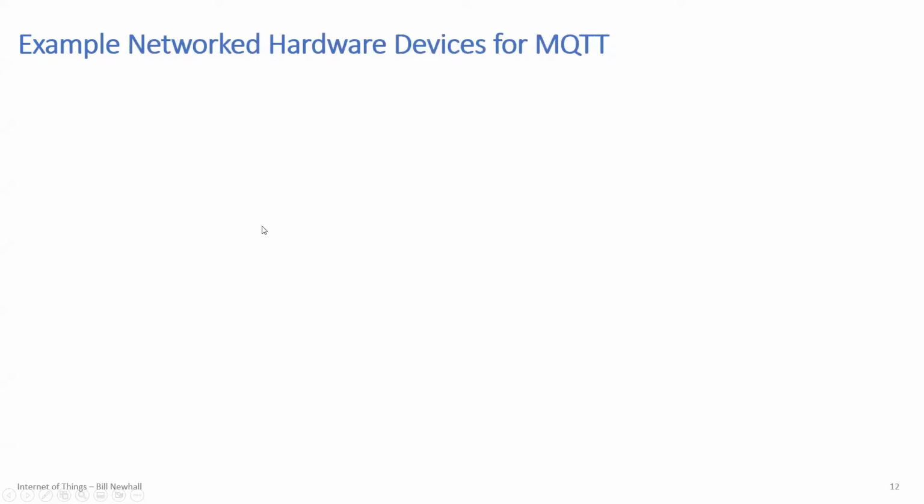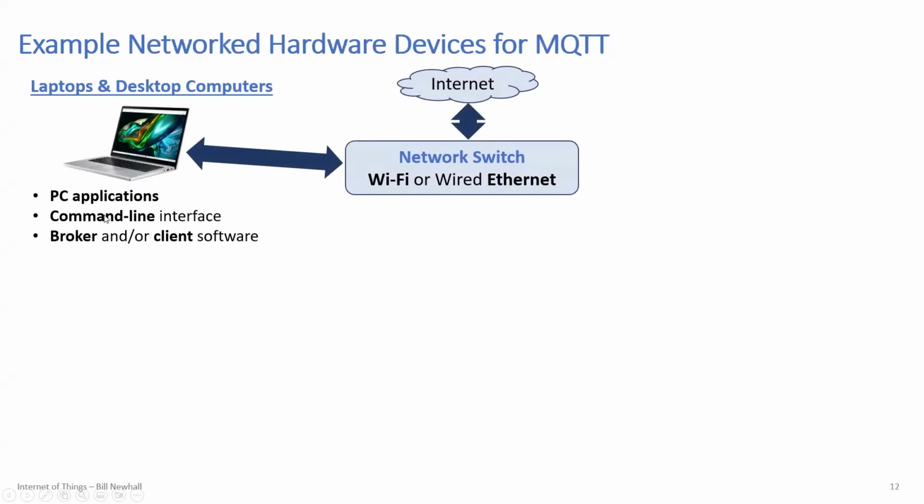I've shown this on a PC, but this does not have to be limited to PCs. So you can write software. You can use the command line interface like I just showed, but you can also write software in Python and C and whatever. You can use some client software tools to send messages. And you can run the broker and client software on laptops and desktop computers. You just have to be connected to some network that may or may not be connected to the internet.